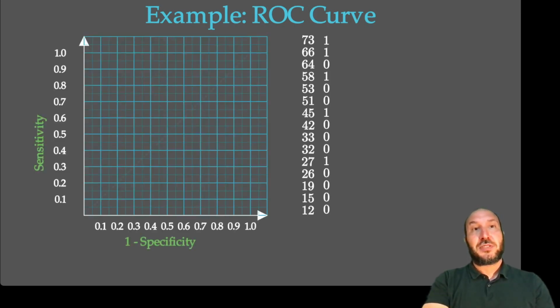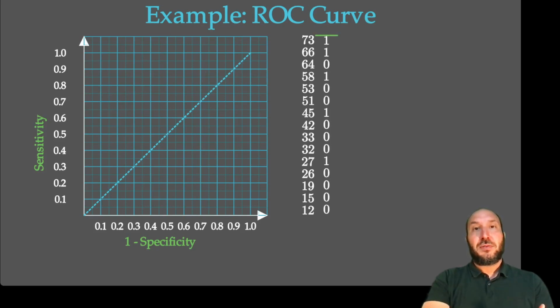And so to start drawing the ROC curve, first we draw this set of axes with sensitivity on the y-axis and 1 minus specificity on the x-axis. And we also typically draw the line y equals x, and that's as a reference, because if our curve is very close to that line, that usually indicates that we don't really have much predictive power. There's not really a relationship between the scores and the true values.